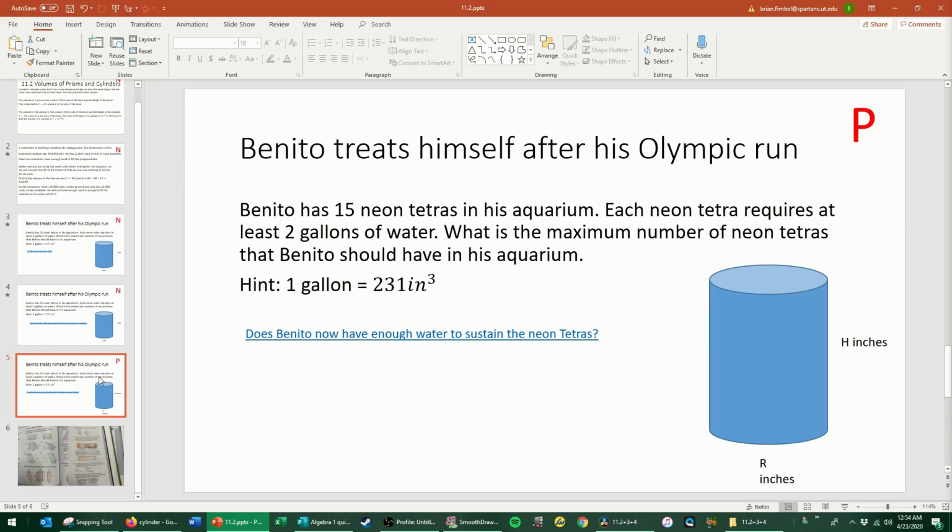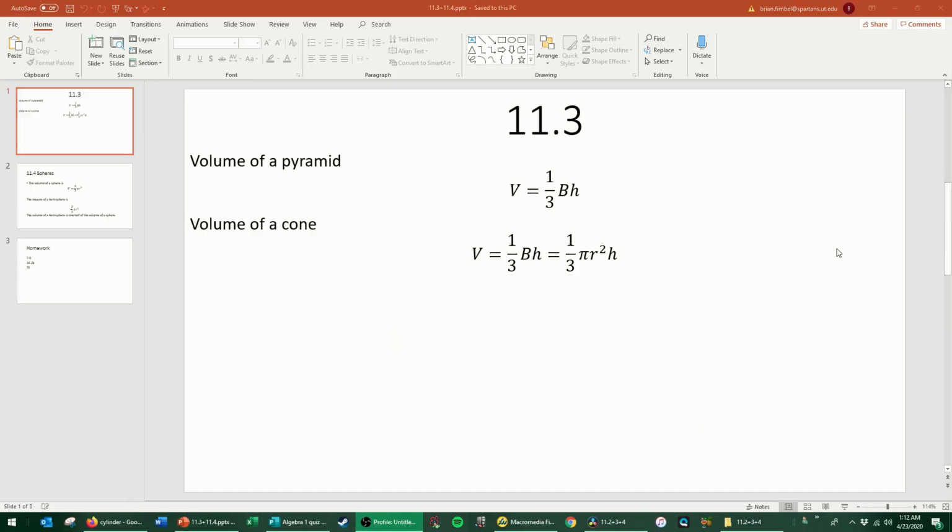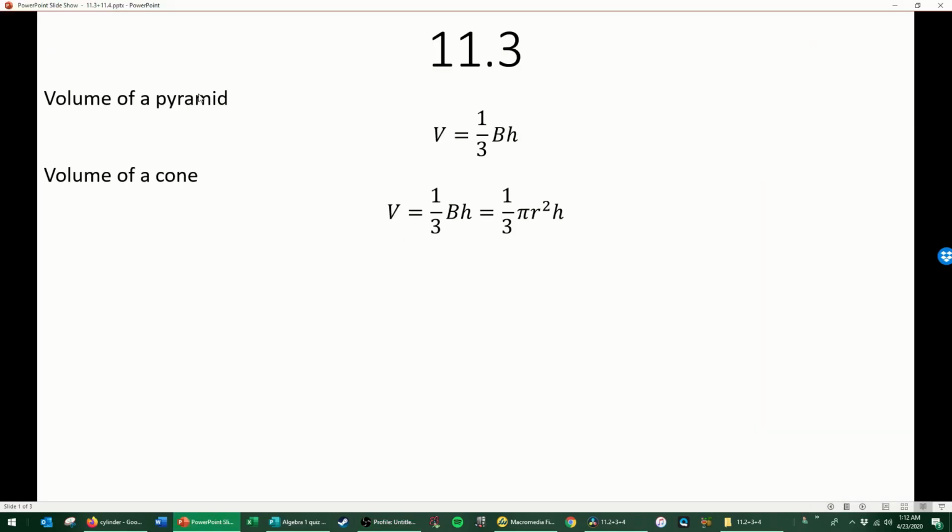All right, that is 11.2 all done. And all you guys need for 11.3 and 11.4 are these 4 formulas. So the volume of your pyramid, that's a square base where everything comes to a point from the vertices of the square. It's 1/3 base times height. Your big B here for a square is just the side lengths multiplied together, right? Length times width. And then your volume of a cone, that is 1/3.